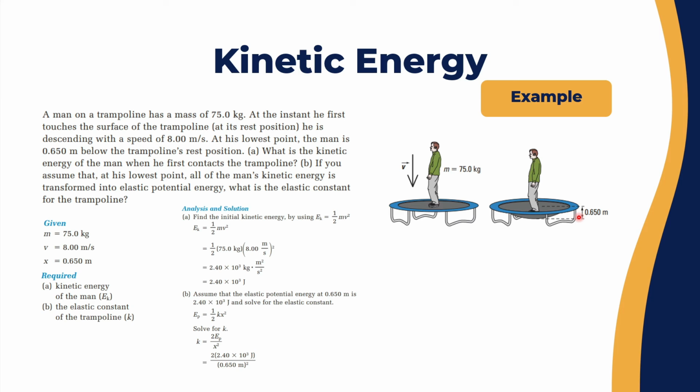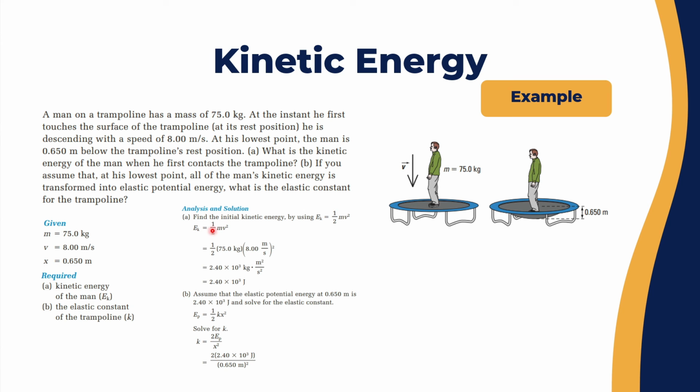And the second part: if you assume that at his lowest point, all of the man's kinetic energy is transformed into elastic potential energy, what is the elastic constant of the trampoline? Take it bit by bit. Let's focus on branch 1 of the question. We have the mass 75, we have the velocity, and the displacement of 0.65 meters. Find the kinetic energy EK.